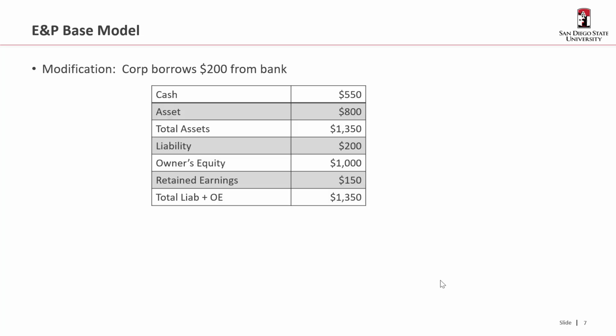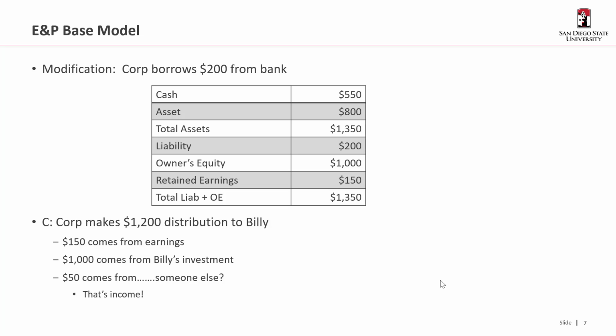Okay, let's modify this slightly and say that in addition to all the behavior we just talked about, the corporation goes out and borrows $200. So it says, look, I have this asset. I'll allow you to secure the loan with this asset, and we'd like to borrow $200 from you. So now cash is up to $550, and I have a liability of $200, but everything else is the same. So now my total assets are $1,350. My total liabilities plus owner's equity is $1,350. My balance sheet is in balance, and everything looks great.